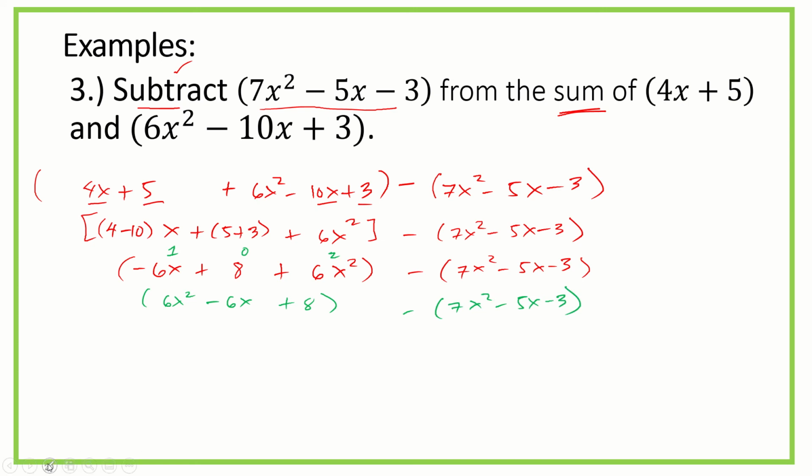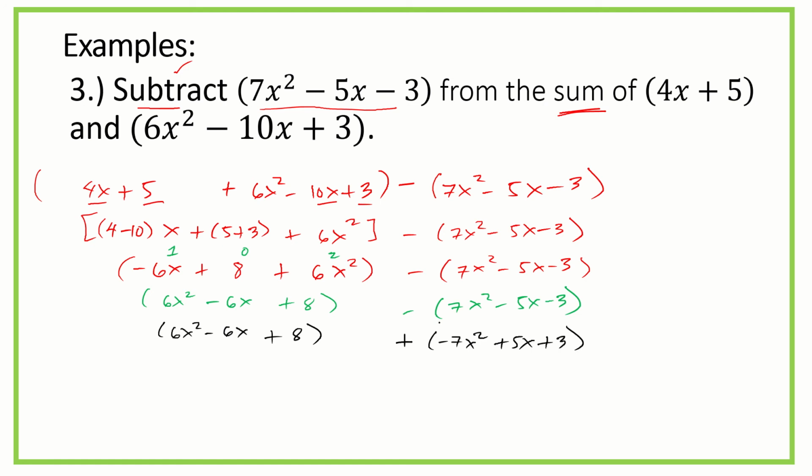Now, we need to change minus to plus. Nothing will change here, but minus becomes plus, and we need to get the opposite sign here. So from positive 7x squared, it will become negative 7x squared. From negative 5x to positive 5x. From negative 3 to positive 3.